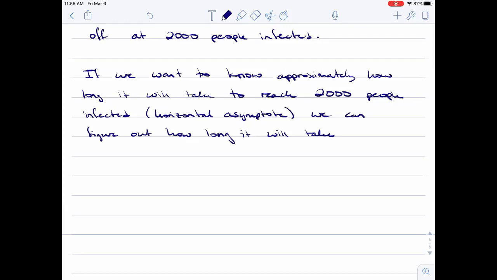But maybe it's a good segue into logs, why we need them. So here, I'll finish what I was saying, because this is a problem that we will be able to solve in just a little bit. So we can figure out how long it will take for 1,950 or something close, a value close to 2,000. How long it will take for 1,950 people to get infected.